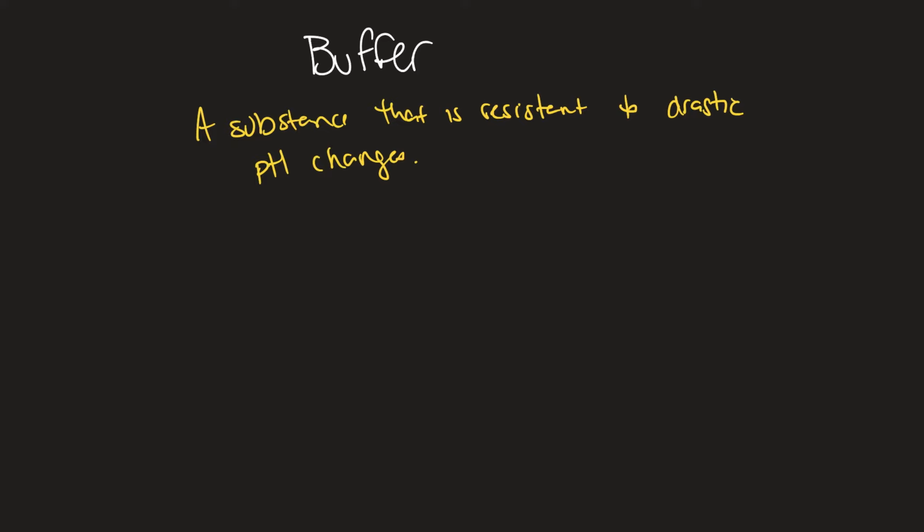So in this video, we're going to talk about buffers. A buffer is a substance that is resistant to drastic pH changes. Most specifically, a buffer is usually a mixture of a weak acid and its conjugate base, or a weak base and its conjugate acid.